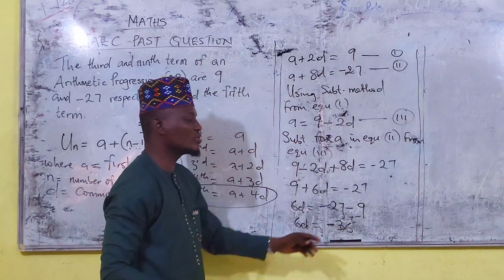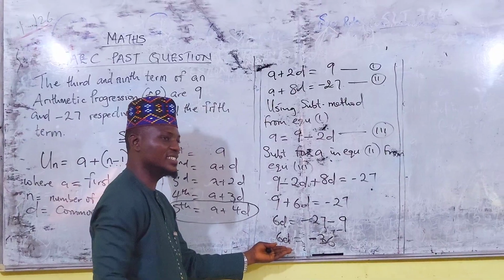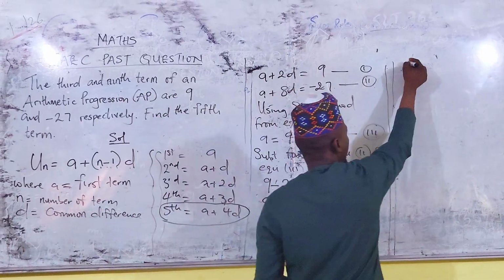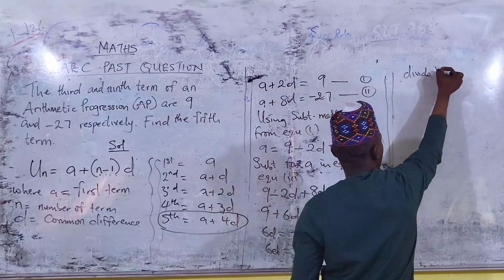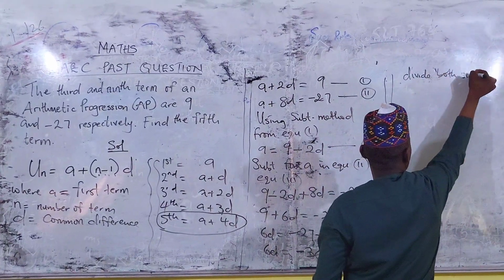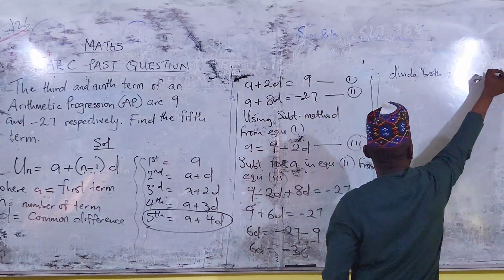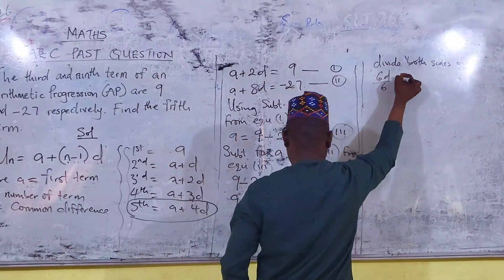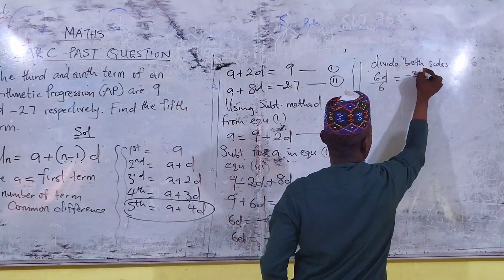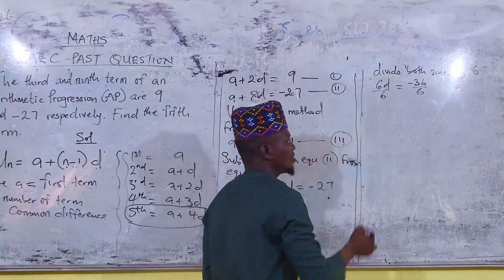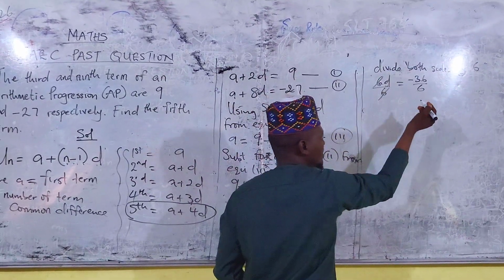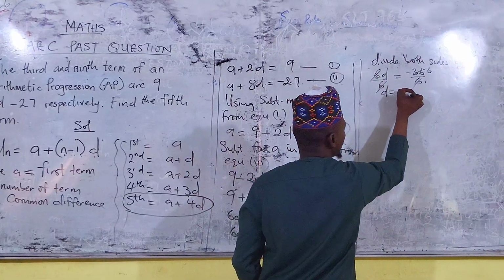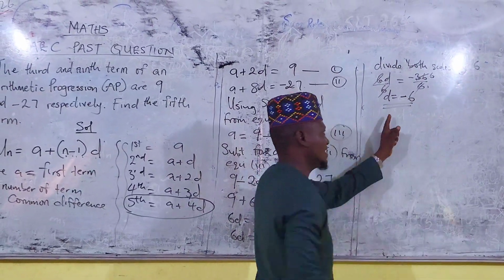Now 6D equal to minus 36. Let's find D by dividing both sides by 6. So we have 6D over 6 equal to minus 36 over 6. The 6 cancels 6, leaving 1, and 36 over 6 is 6. So D equal to minus 6. Now that's the first step.